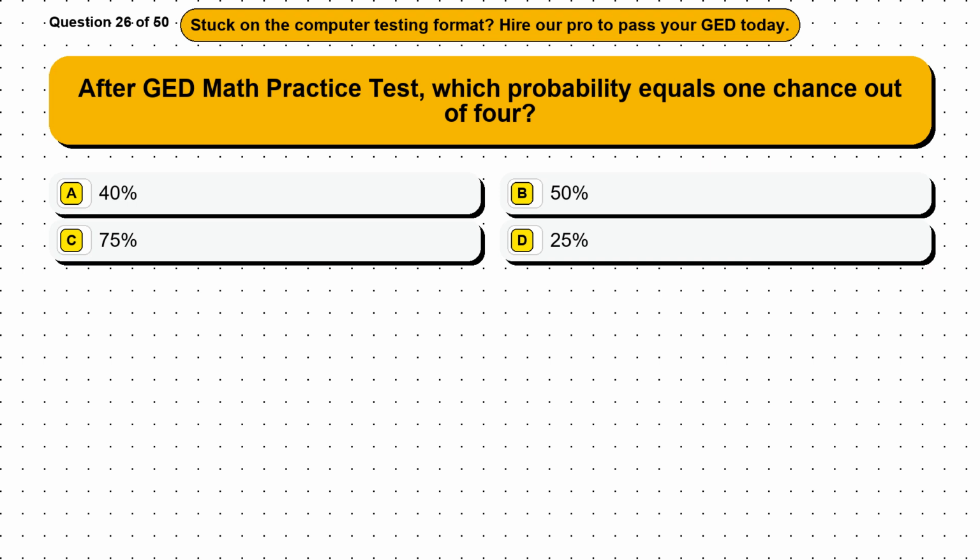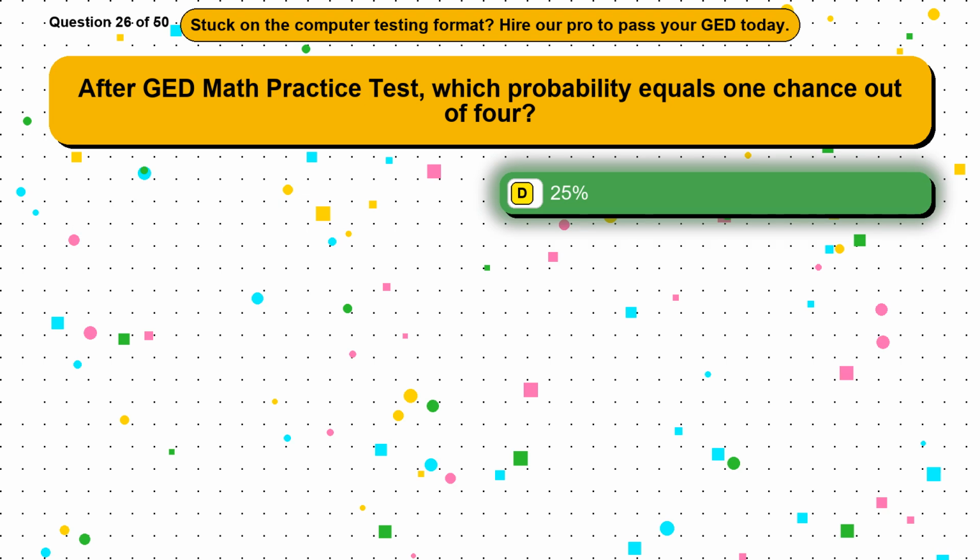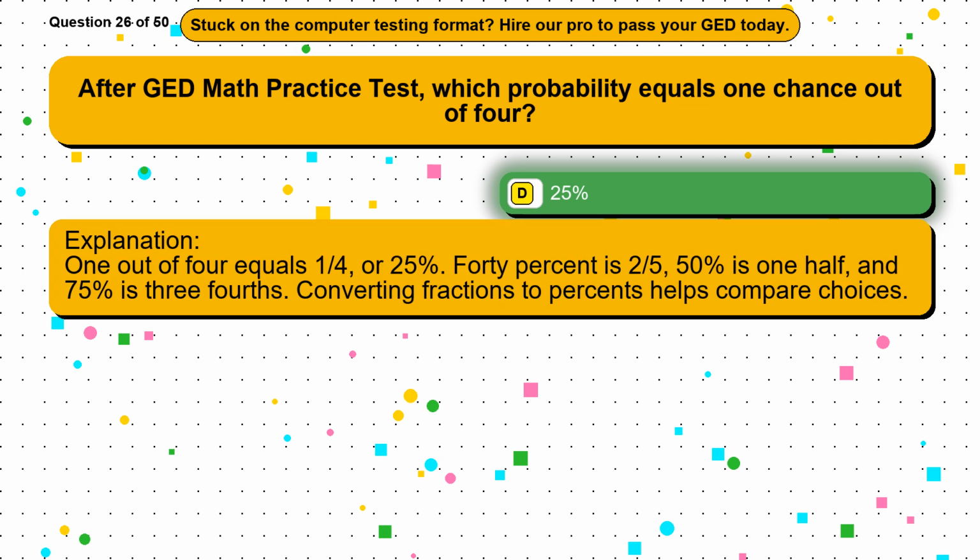Question 26. After GED Math Practice Test, which probability equals 1 chance out of 4? Option A, 40%. Option B, 50%. Option C, 75%. Option D, 25%. The correct answer is option D, 25%. 1 out of 4 equals 1/4, or 25%.